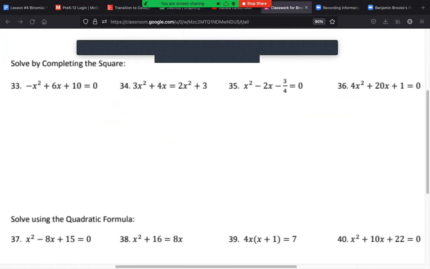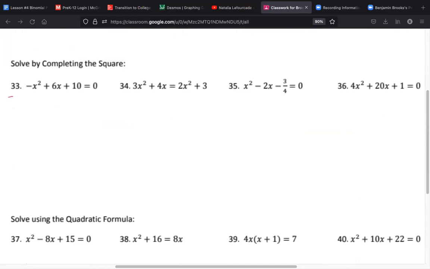Solve through completing the square. All right, so let's go through it. So the key to completing the square is that you have b over 2, and then you look at b over 2 squared. So let's go through this one.